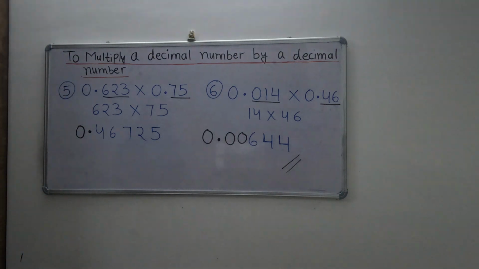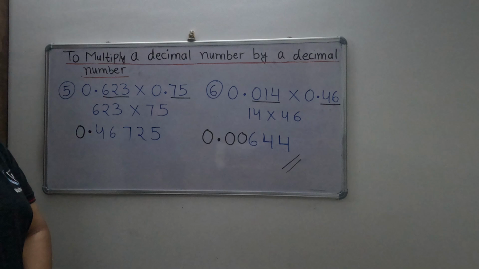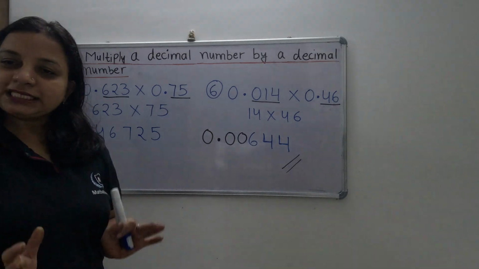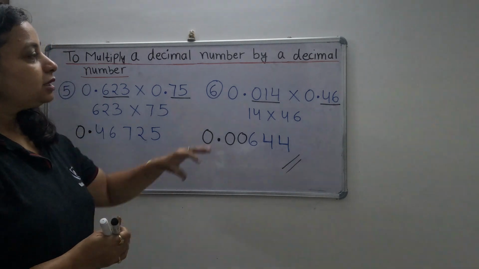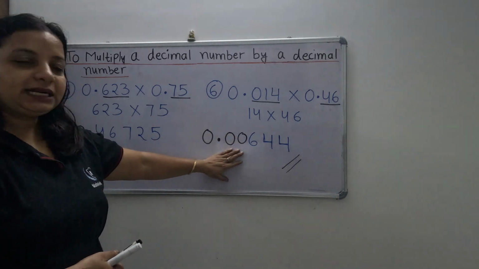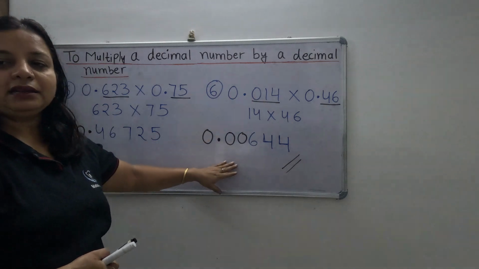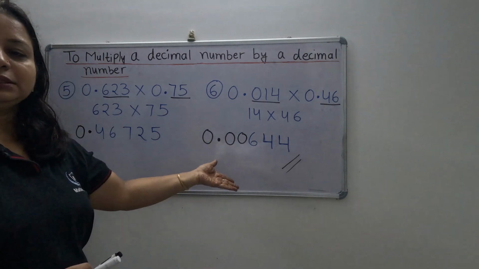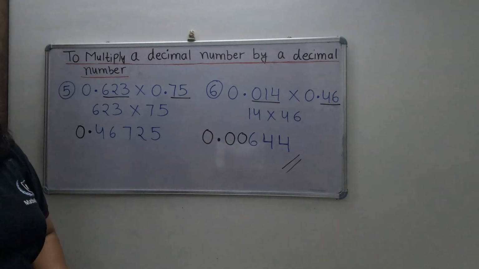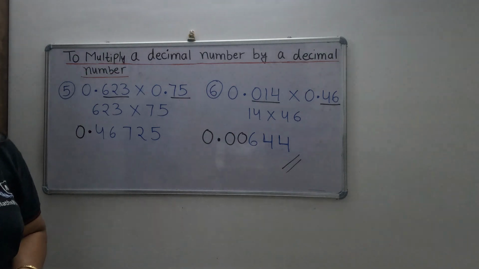Okay, understand? To multiply a decimal number by a decimal number, simple method: whatever decimal numbers are given in the question, first you will ignore the decimal point. First of all, do the normal multiplication, normal product. When you get the product, then you will count the decimal places, and from the extreme right start the counting and then put the decimal point. That's it. You will get your perfect answer. Okay, understood?